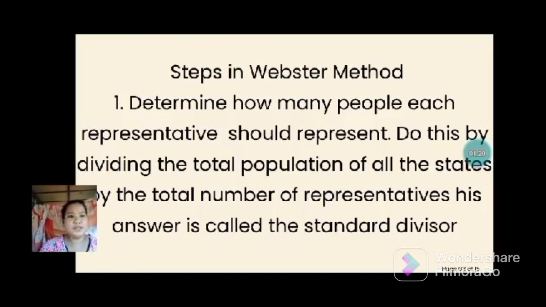There are 4 steps in Webster's method. 1. Determine how many people each representative should represent. Do this by dividing the total population of all the states by the total number of representatives. This answer is called the standard divisor.